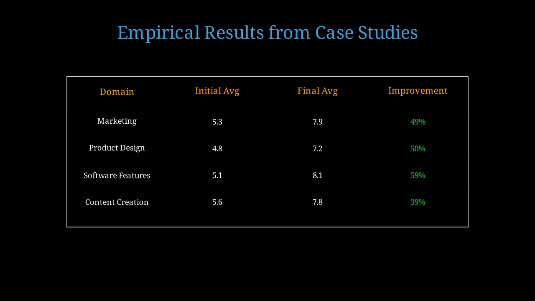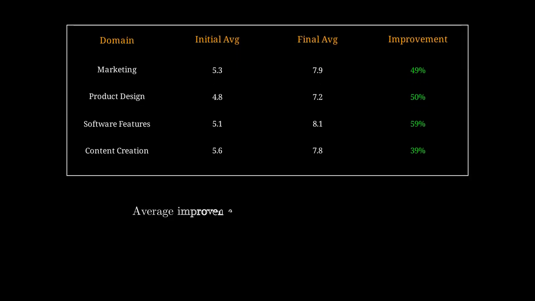Content creation improved from 5.6 to 7.8, 39%. The average improvement across all 4 domains is 49.25%. This suggests the method is robust across different creative domains.